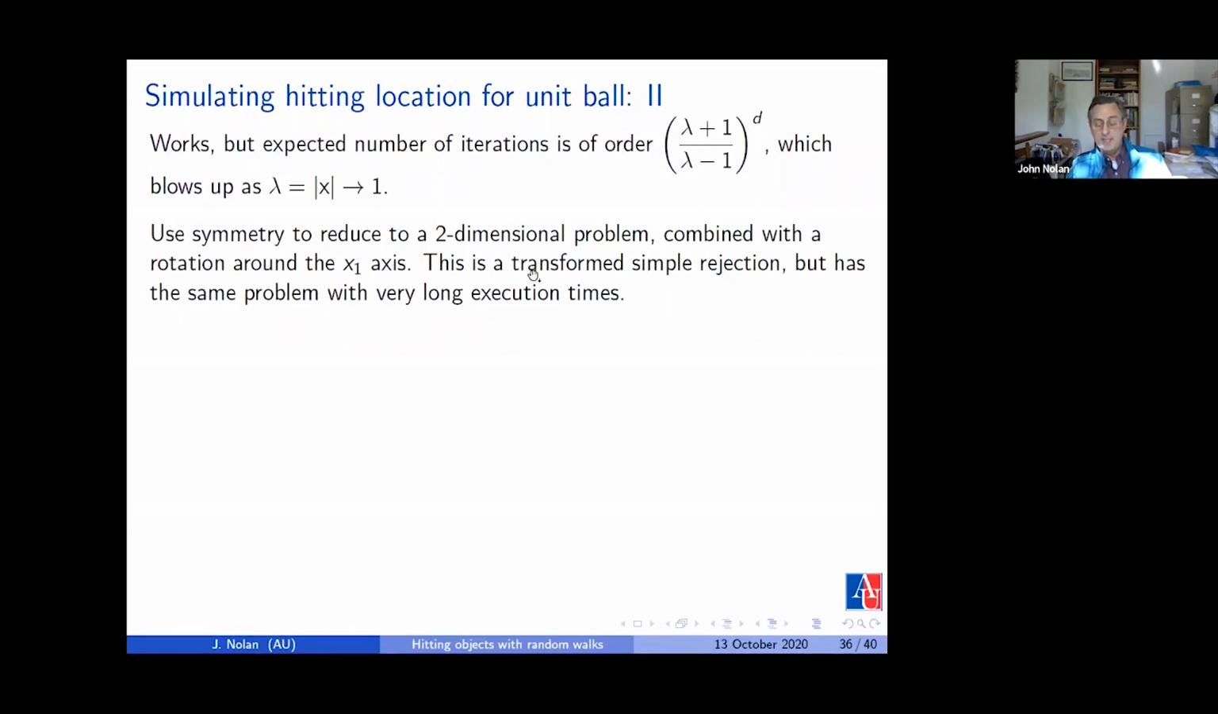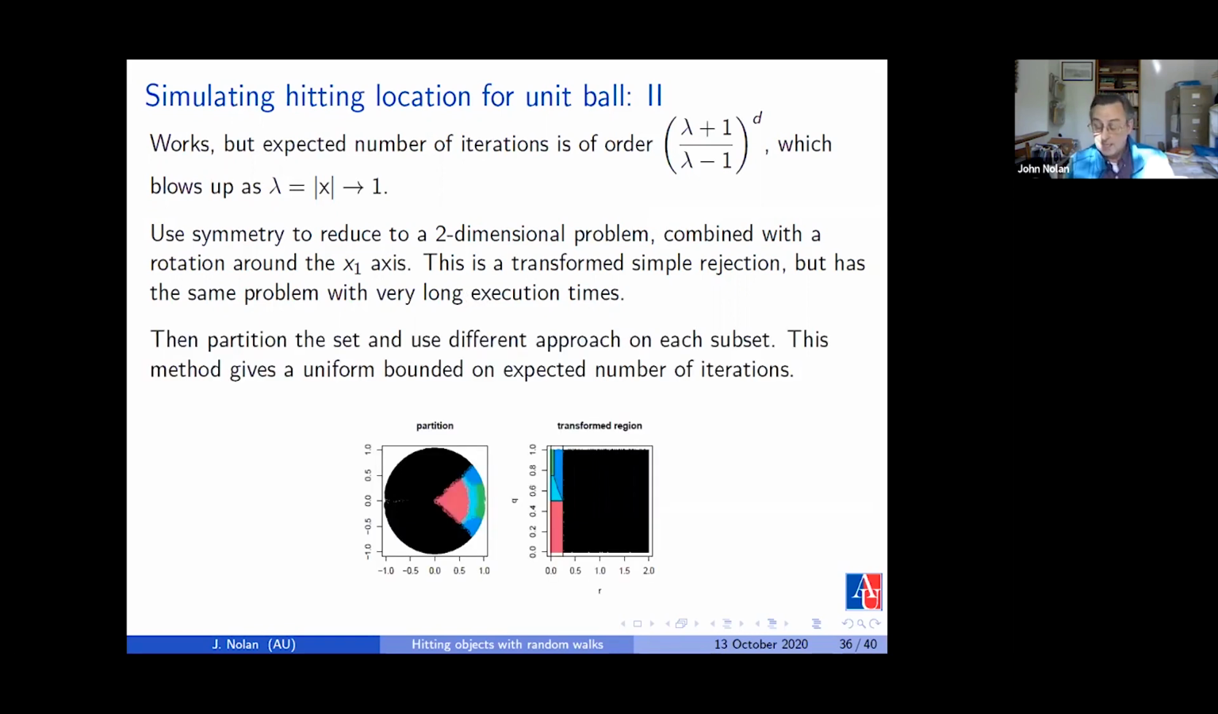So this essentially gives us a transformed simple rejection method. It works and gives the same kind of answers, but it has the same problem with execution time. But we can improve it. We have spent several months on this, and it's a headache. The basic idea is we're going to be simulating a point in the unit ball.